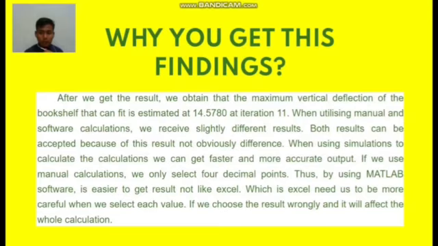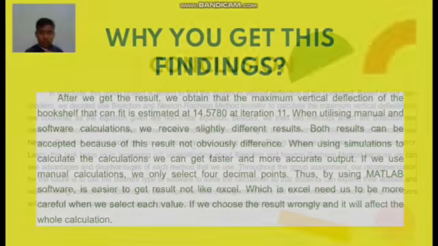When utilizing manual and software calculations, we receive slightly different results. Both results can be accepted because the difference is not obvious. When using simulation to do the calculations, we can get faster and more accurate output. If you use manual calculation, we only select 4 decimal points. By using MATLAB software, it is easier to get the result, unlike Excel, which needs us to be more careful when we select each value. If we choose the value wrongly, it will affect the whole calculation.